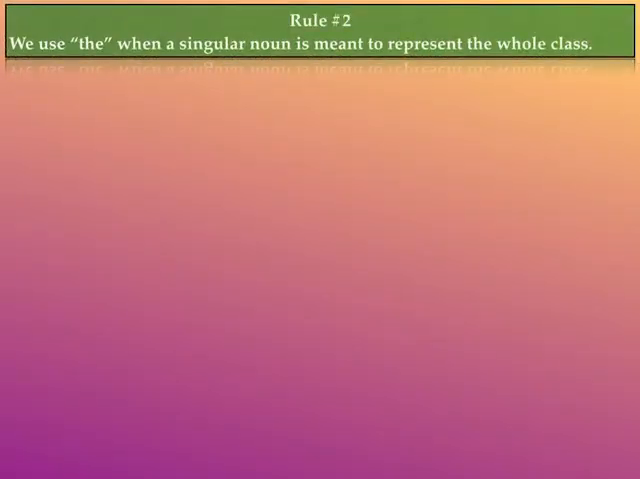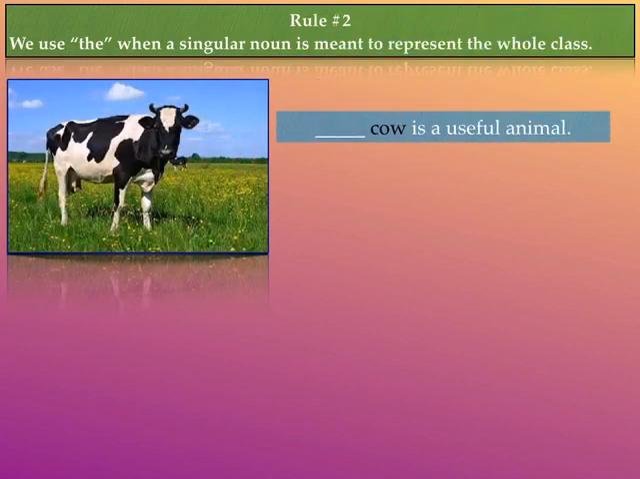Now let's see rule number 2. We use the when a singular noun is meant to represent the whole class. Over here we have to use the when a singular person or singular thing is referring to the whole class. For example, over here there is an image of a cow. The cow is a useful animal. Here, the singular noun cow refers to all the cows, because not only this cow, all the cows are useful. And so, along with this noun, we have to use the article the.